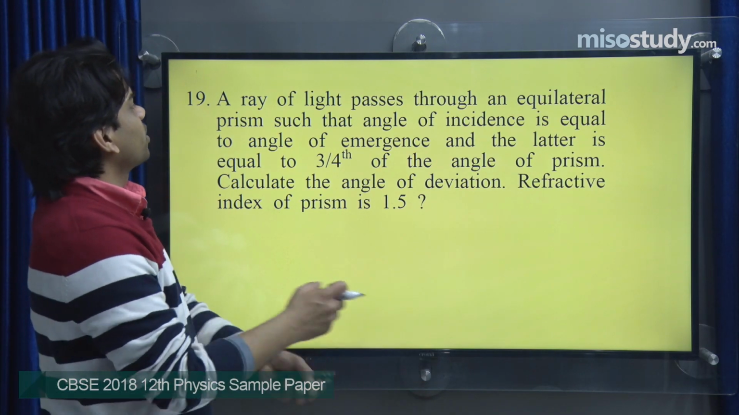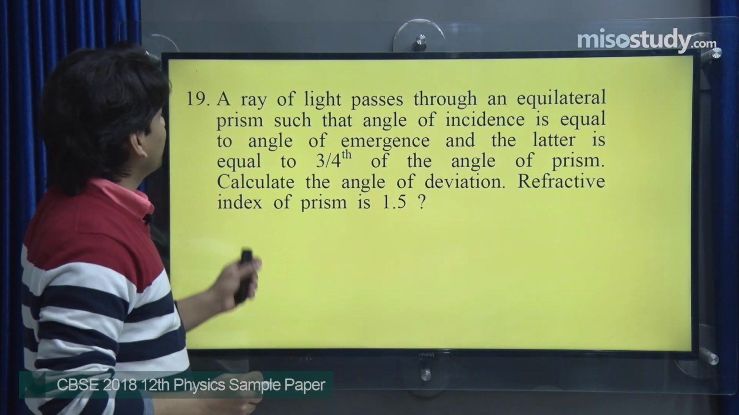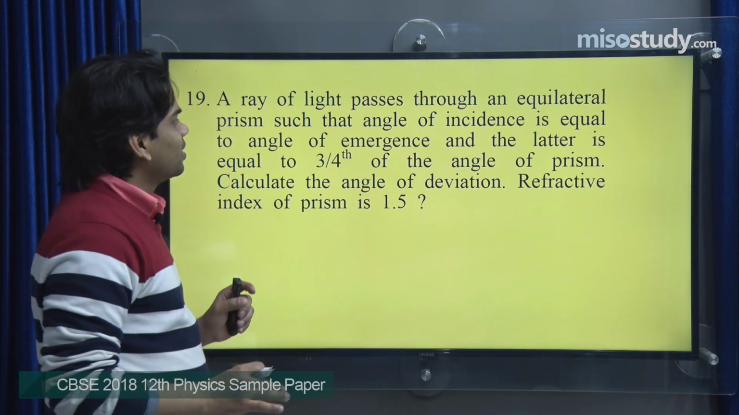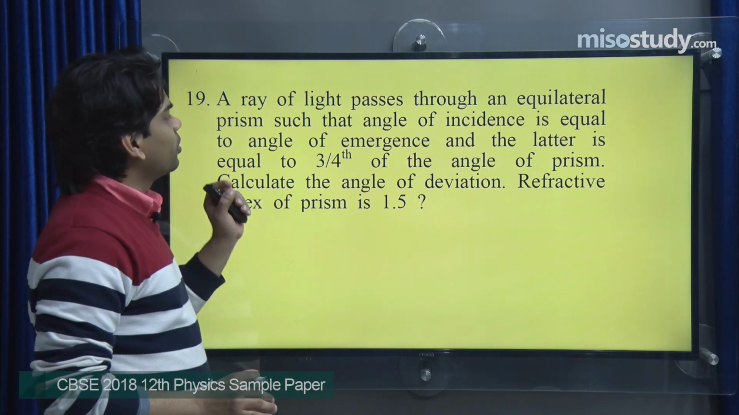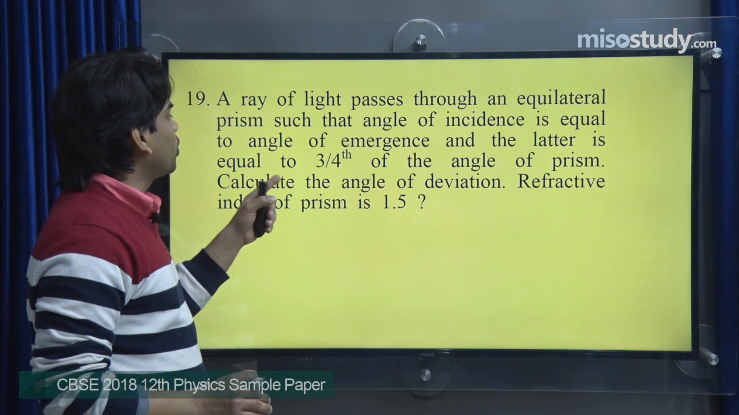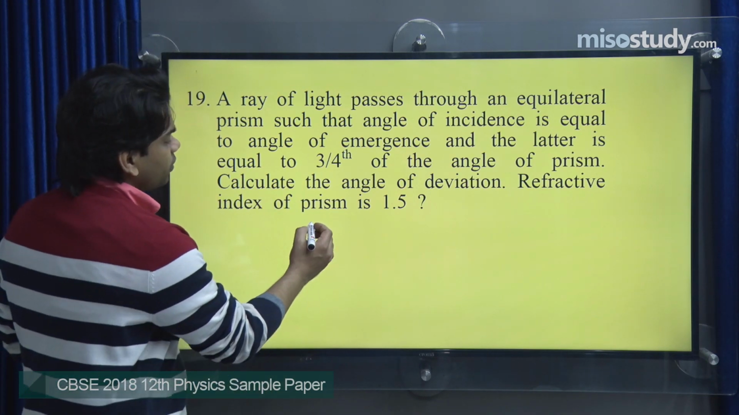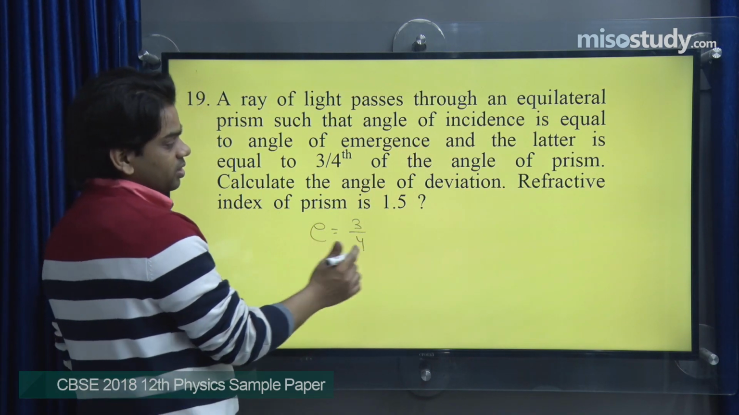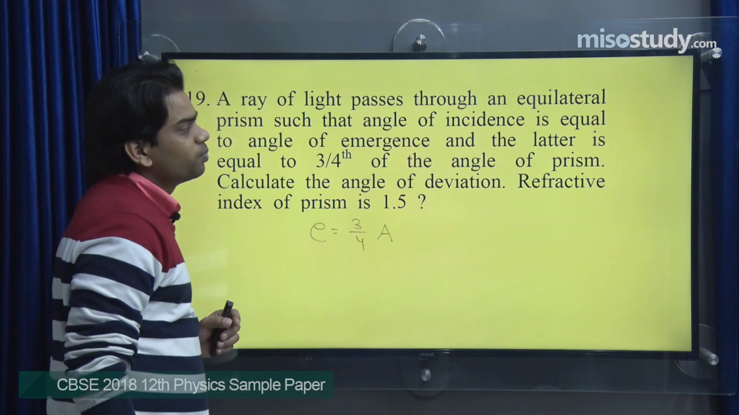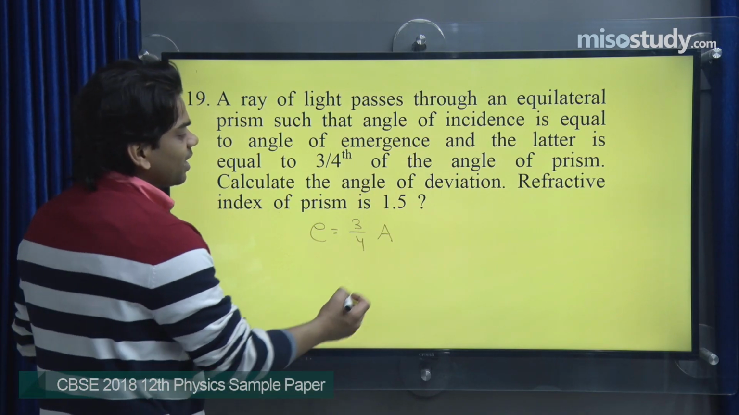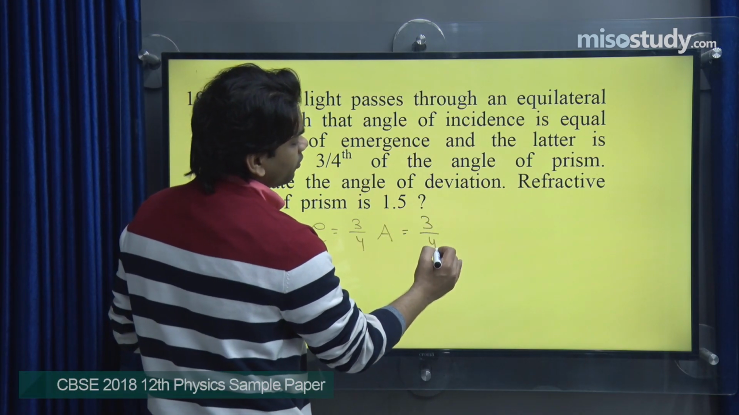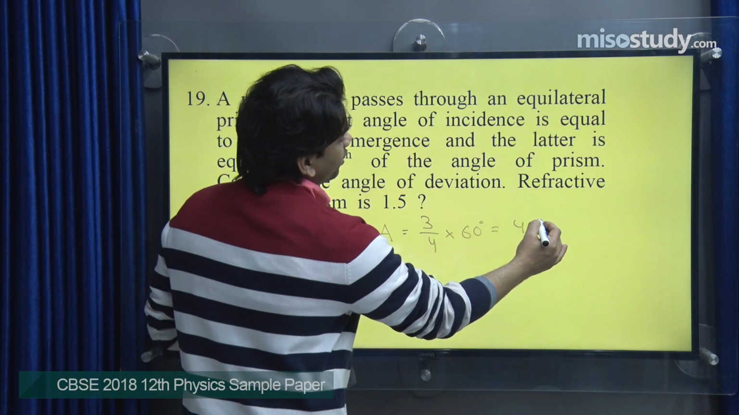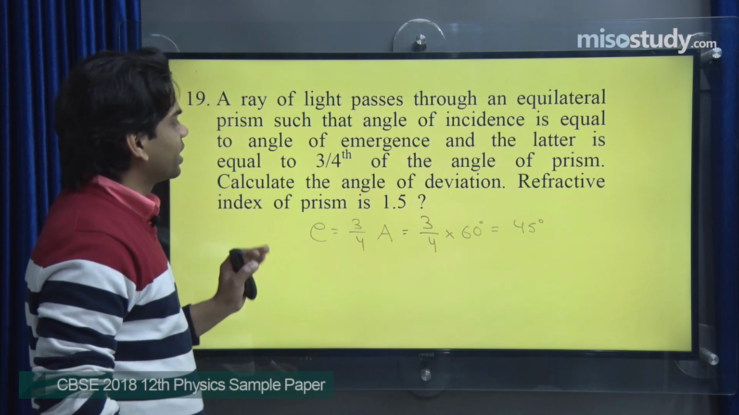19th question. A ray of light passes through an equilateral prism. Equilateral prism, that means each angle will be 60 degree. The angle of incidence is equal to angle of emergence, and the latter is equal to 3/4 of the angle of prism. So E, that means angle of emergence, is 3/4 of angle of prism, that is 3/4 of A, that is equal to 3/4 of 60 degree, that is actually equal to 45 degree. If you evaluate, we will get this as 45 degree.